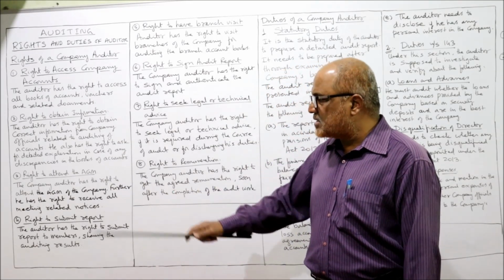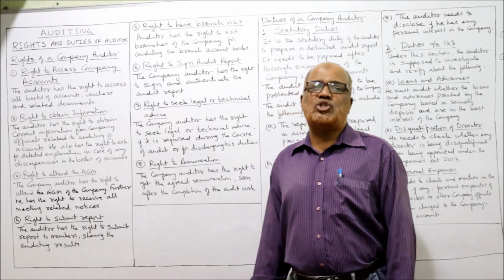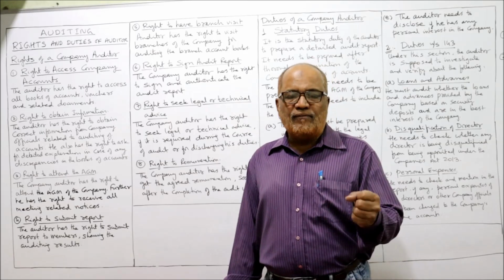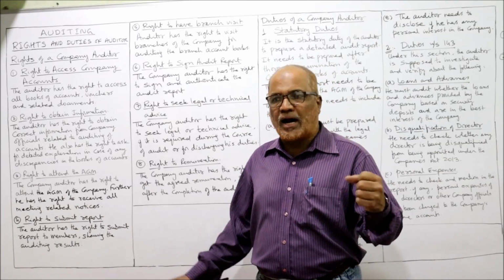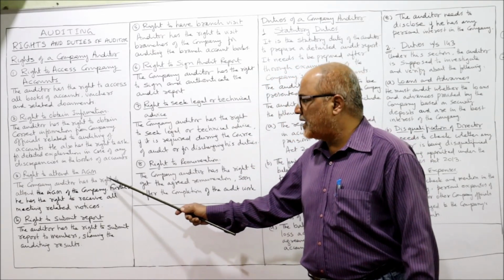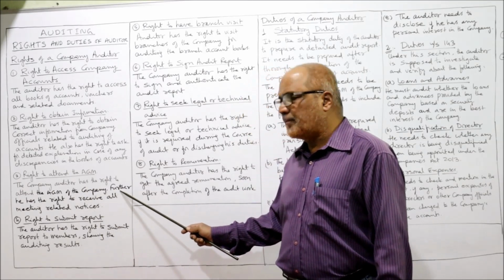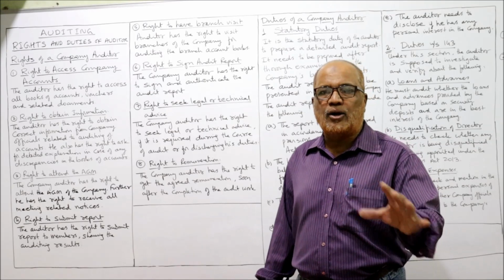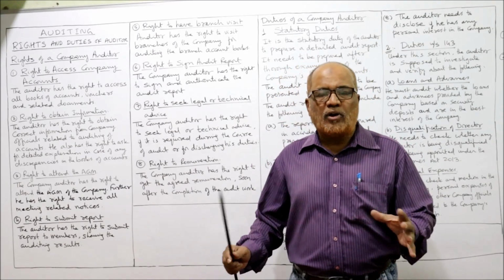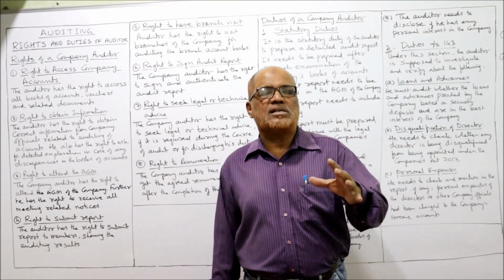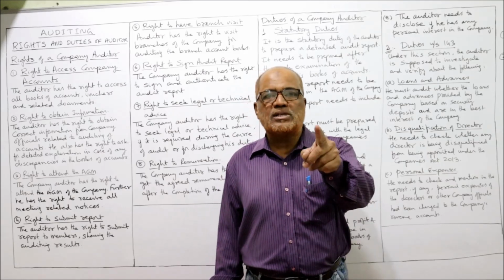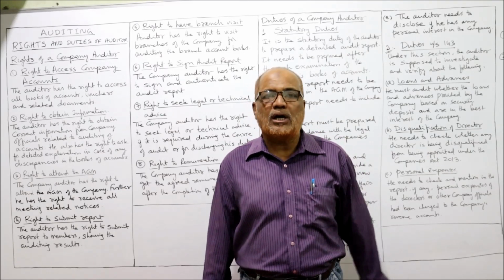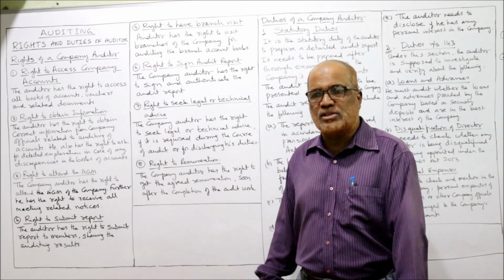The next right is the right to attend the annual general meeting. Every auditor has the right to attend the annual general meeting of the company. Further, he has the right to receive all meeting related notices. Whatever meeting related notices are issued by the company, those notices must also be given to the auditor. The auditor has the right to receive them.